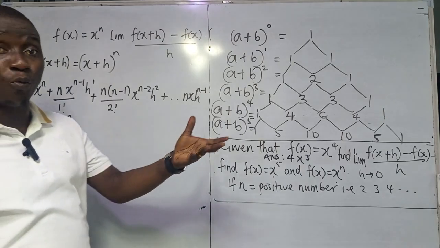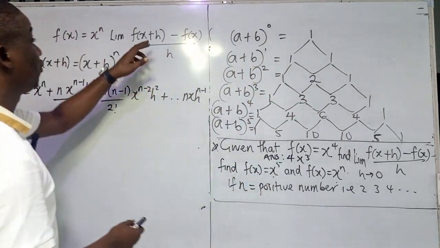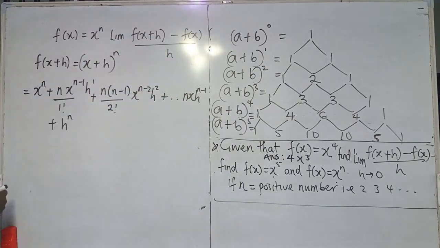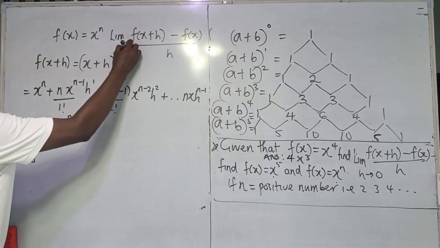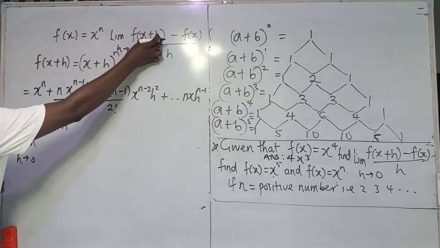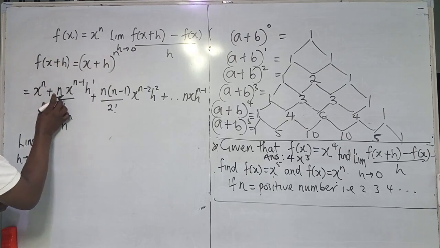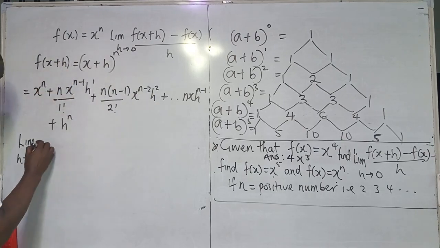Now, ladies and gentlemen, what you are going to simply do is to substitute all these factors into this. Knowing fully well that if we substitute it, you are going to have the limit as h tends to 0. Don't forget our h tends to 0. This one is equal to all this. So I would have what?